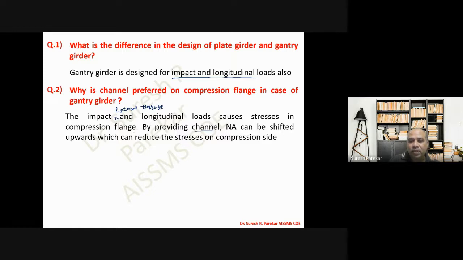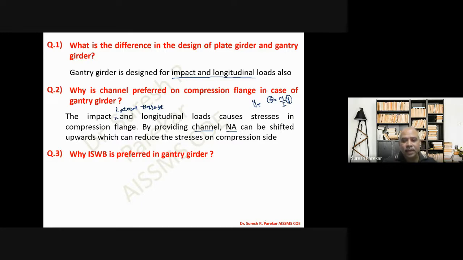And as we are going to shift our neutral axis upward, my value of y top decreases, and therefore we have sigma equal to M by I into y. So if my y value decreases, my compressive stress also decreases, and therefore channel is preferred on compression flange in gantry girder.